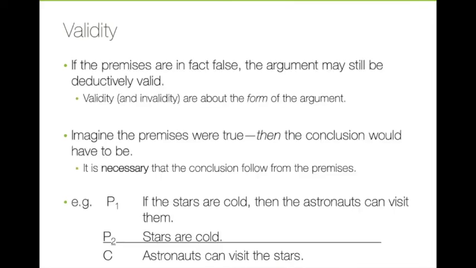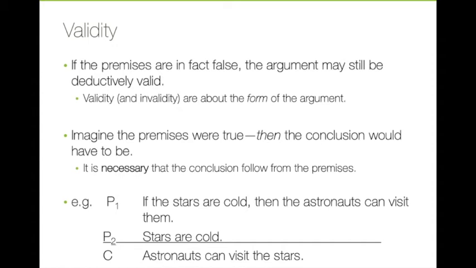When we talk about validity, it's really important to remember that when we say an argument is deductively valid, the premises may in fact be false. But the argument is valid as long as it's the case that if the premises were true, the conclusion would have to be true. Because validity and invalidity are about the form of the argument. So we imagine the premises were true. Then the conclusion would have to be true if the argument is valid. Another way of putting this is with valid arguments, it's necessary that the conclusion follow from its premises.